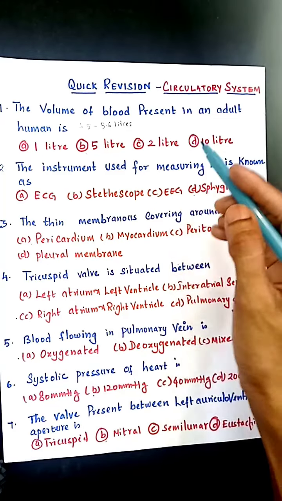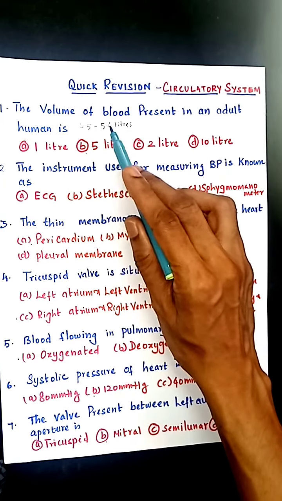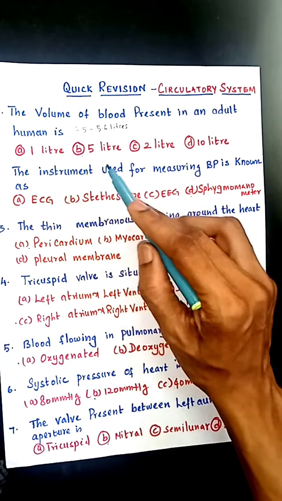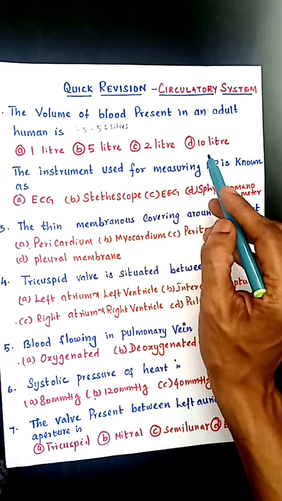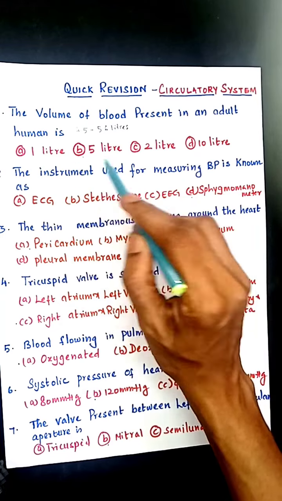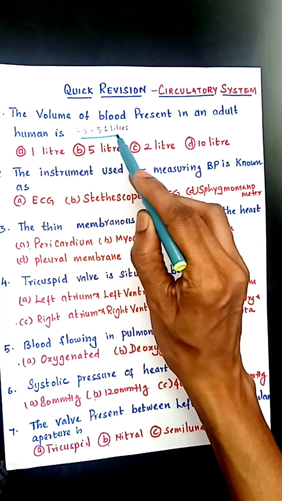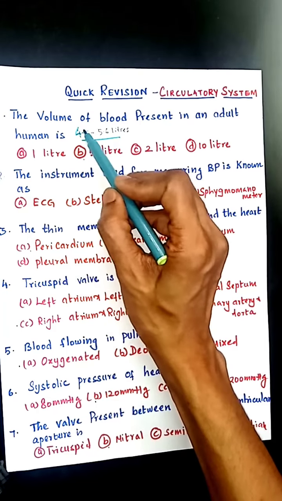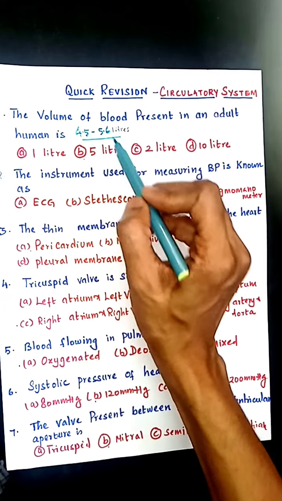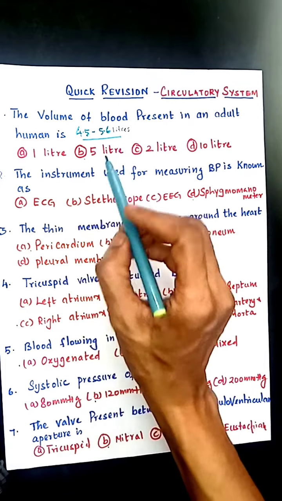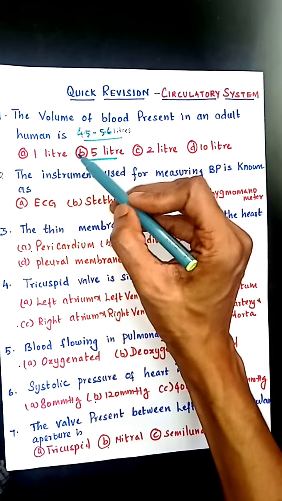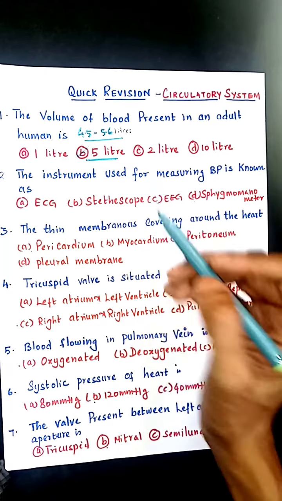Today in quick revision we are going to see important MCQs in circulatory system. First question, the volume of blood present in an adult human is: 1 liter, 5 liters, 2 liters, or 10 liters. Here they have given 4 choices. The normal range of volume of blood present in an adult human is 4.5 to 5.6 liters. So here the value closely coincides with the second choice. So 5 liters is the correct choice.